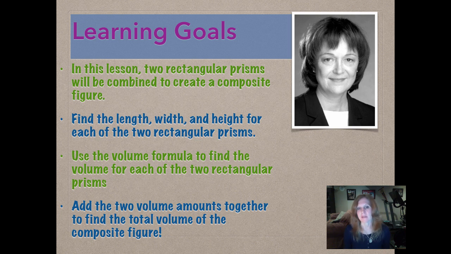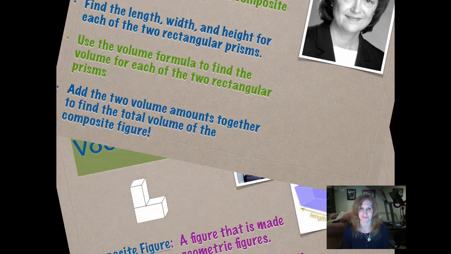We are going to find the length, the width, and the height for each of the two rectangular prisms. So if you have two rectangular prisms making a composite figure, we're going to pull them apart and find the length, the width, and the height for each of them. And then we're going to use that volume formula that we've been using and find the volume for each of those rectangular prisms. At the same time, we can then add those two volume amounts together to find the total volume of the composite figure. It sounds like a lot. We're going to break it apart into very small steps so that it's not so challenging.